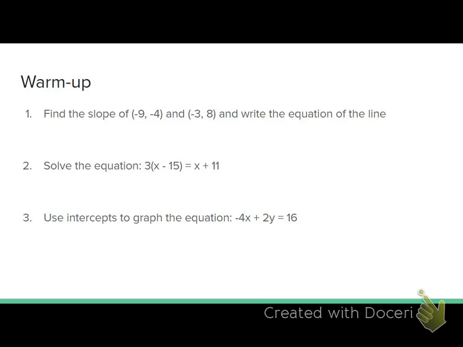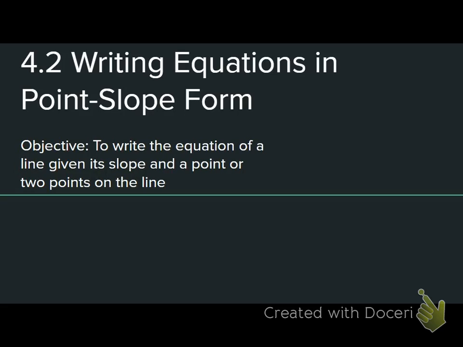All right. Then I'll give you a minute to get down your objective. Today we're doing section 4.2, writing equations in point slope form. So that is part of our objective, to write the equation of a line given its slope and a point or 2 points. We're still going to be writing equations, but we're going to look at a new form.